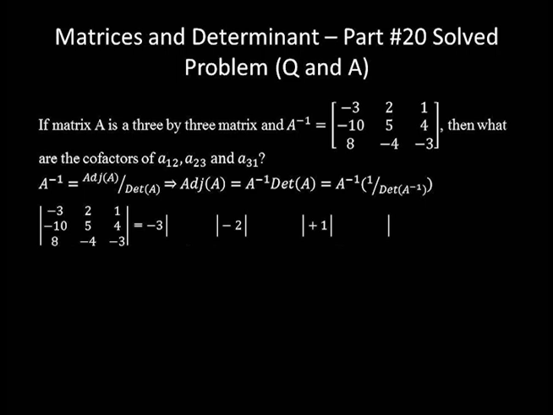To determine the elements of the 2 by 2 matrices, we have to remove the row and column containing the coefficients. Negative 3 is in row 1, column 1. Removing them left us with these 4 elements. 2 is in row 1, column 2. Crossing them out gives us negative 10 and 4 in the first row of the 2 by 2 matrix, and 8, negative 3 in the second row. 1 is in row 1, column 3. Eliminating them left us with these 4 elements.